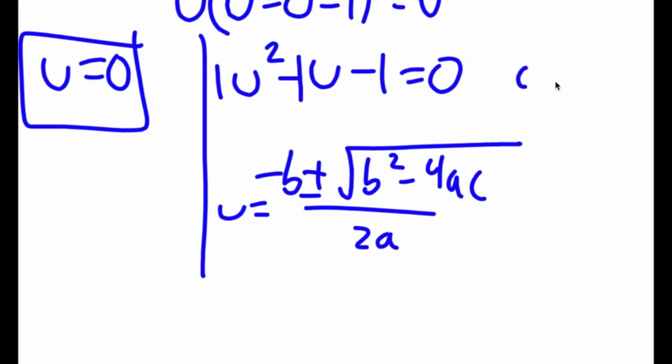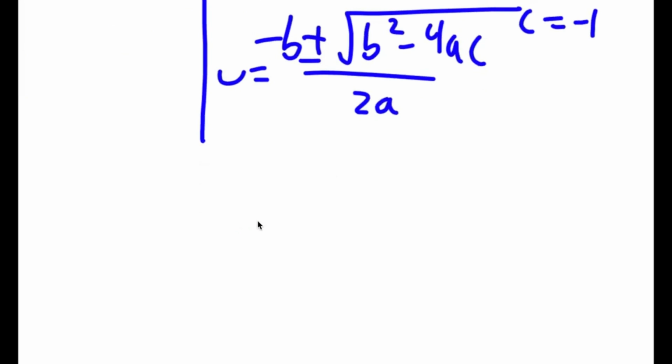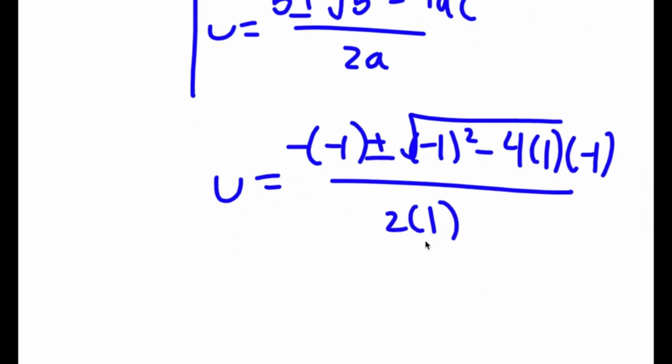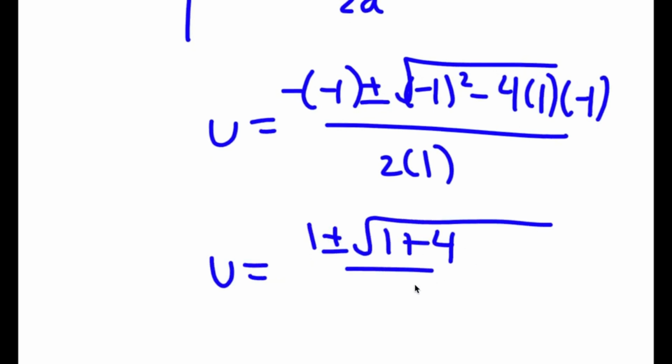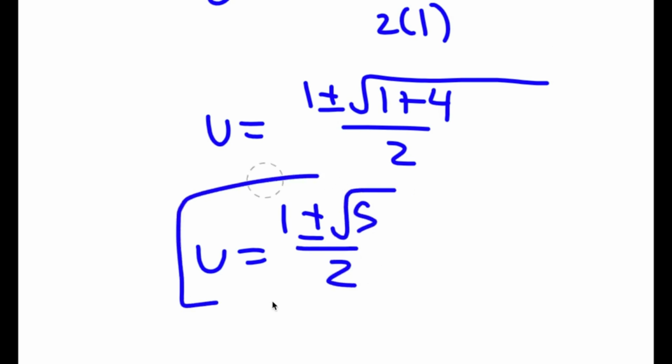So in this case, a is 1, b is negative 1, and c is negative 1. So I have u is equal to negative of negative 1 plus or minus the square root of negative 1 squared minus 4 times 1 times negative 1, all over 2 times 1. And this is equal to 1 plus or minus the square root of 1 plus 4 over 2. And this is equal to 1 plus or minus the square root of 5 over 2. So these are two more solutions.